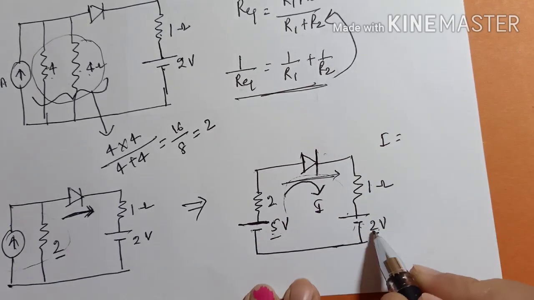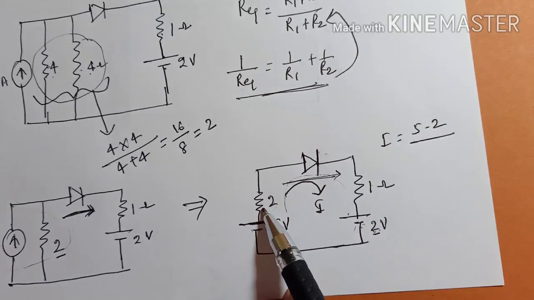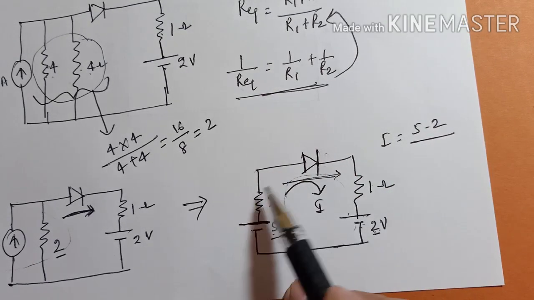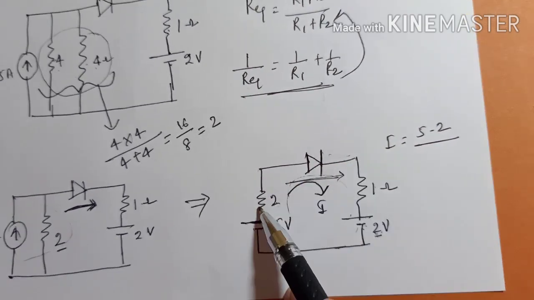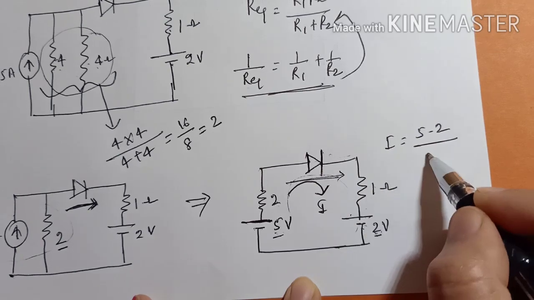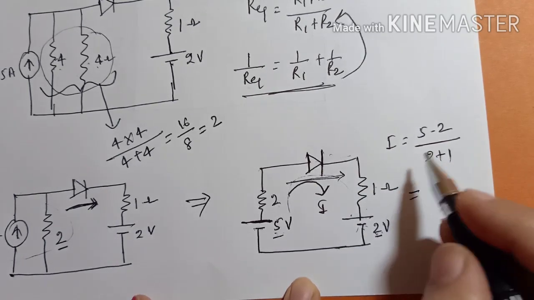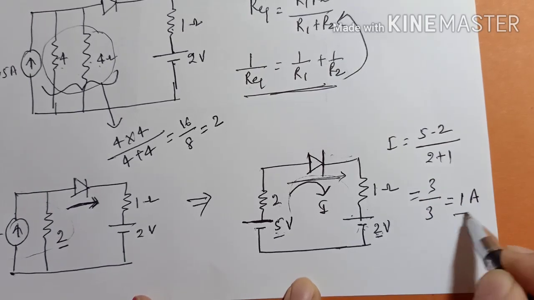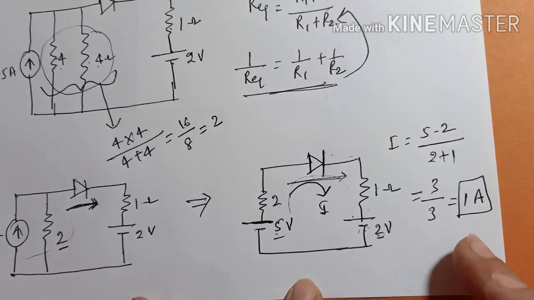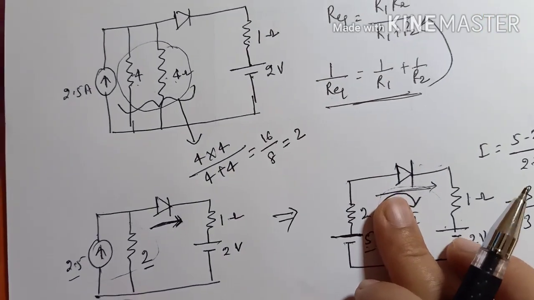Total drop will be 5 minus 2 divided by total resistance. These two resistances are connected in series, because when this diode is forward biased, it acts as a short circuit. So 2 plus 1. Clear? So 5 minus 2 will be 3, divided by 3, equal to 1 ampere. So this is the answer, the current flowing through the diode. Clear the concept?